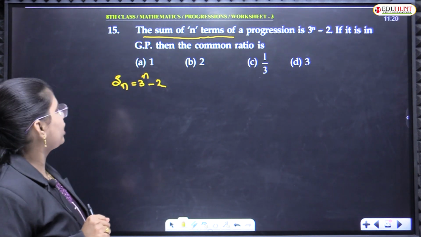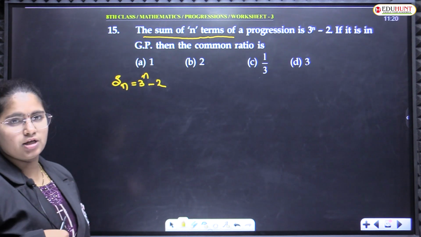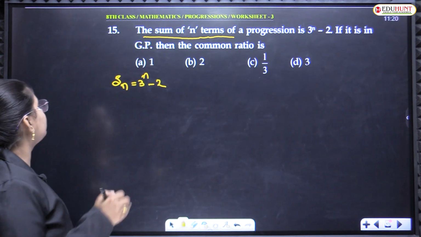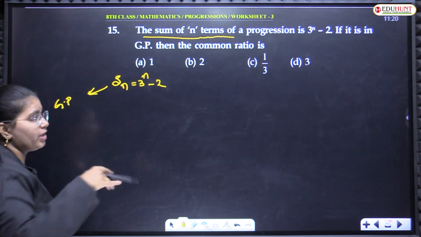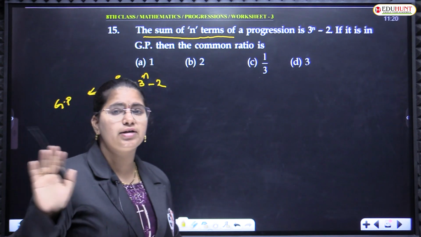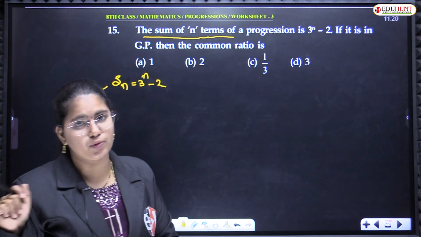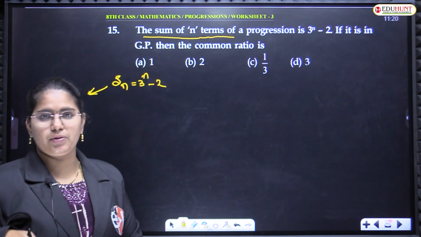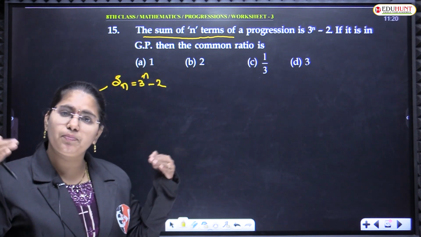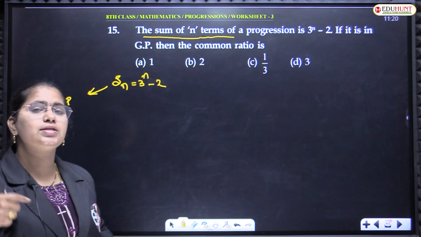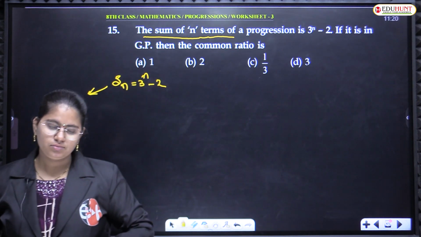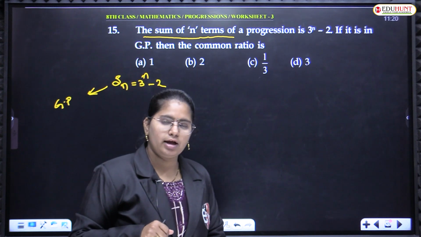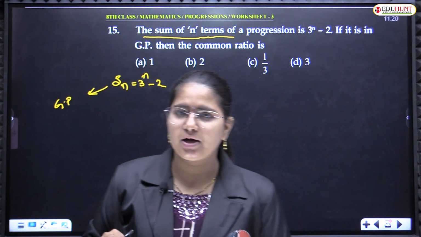If it is in GP. So, sum of n terms are given in GP. If it is in GP, I don't know whether it is in GP or not. That is also I need to prove. If it is in GP, then you need to find the common ratio. This was the question. I hope everybody is clear with the question part.